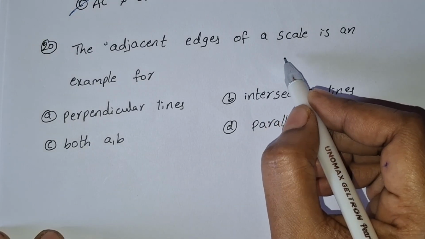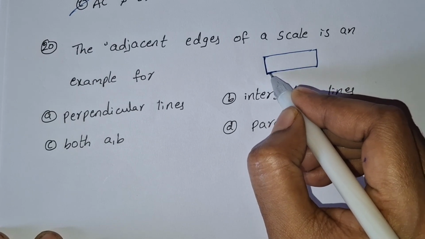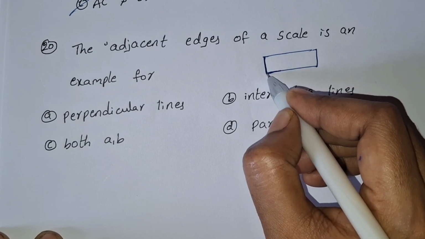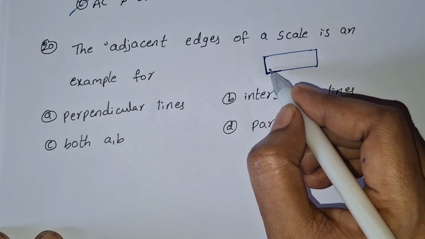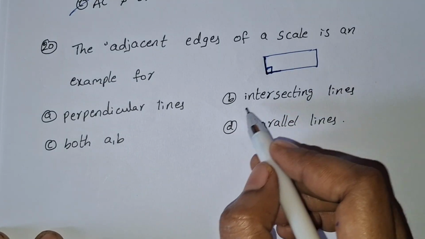The adjacent edges of a scale is example for. Adjacent edges is an example for intersecting lines and also intersecting at right angle. So these are intersecting lines and also perpendicular lines. So both A and B.